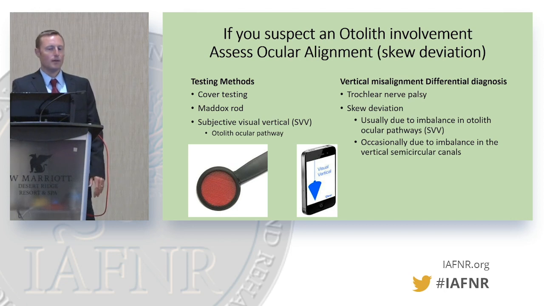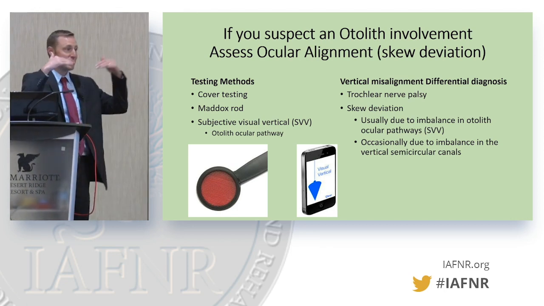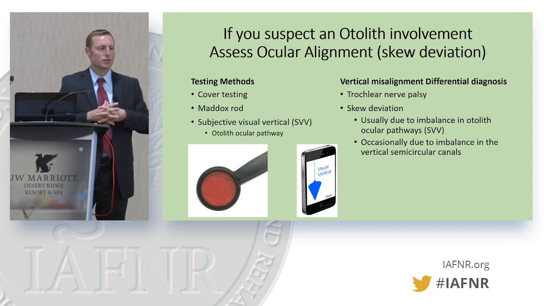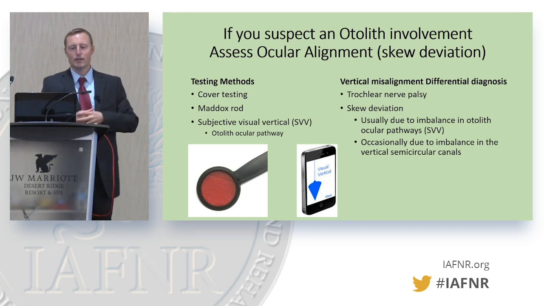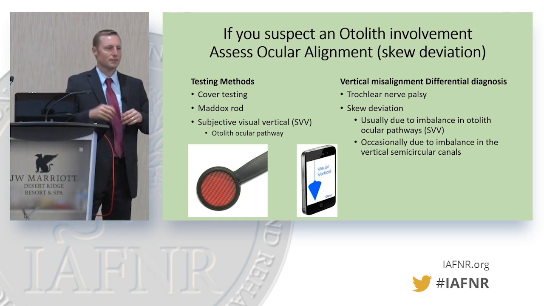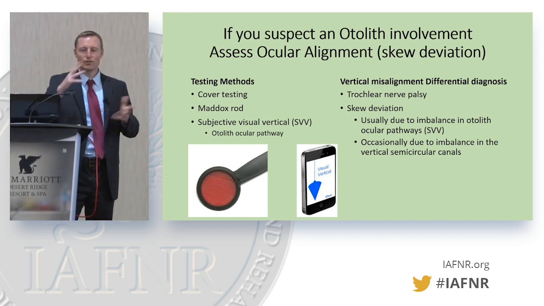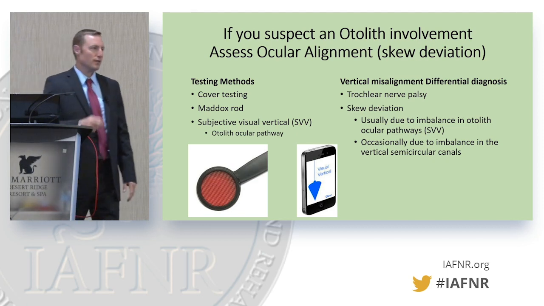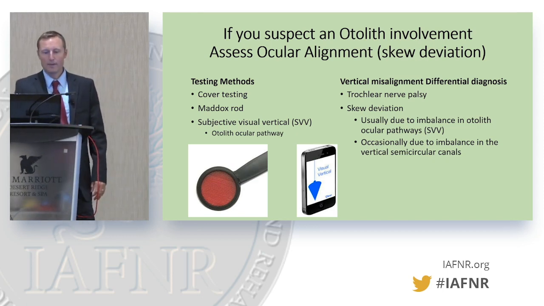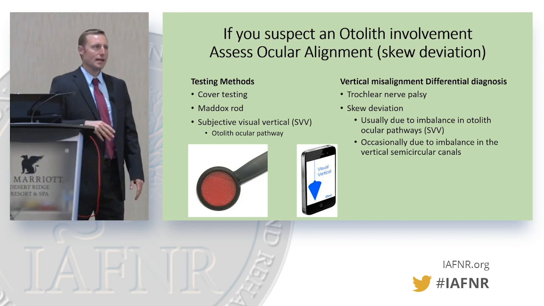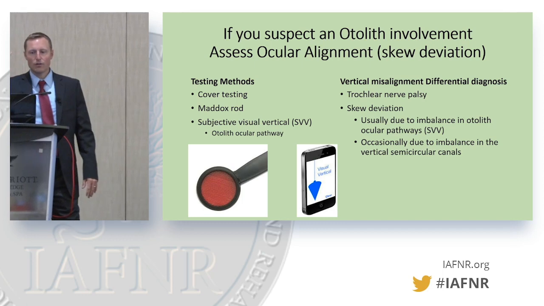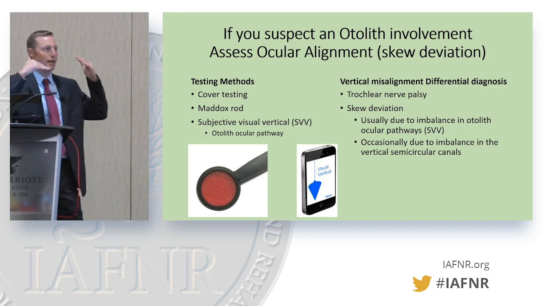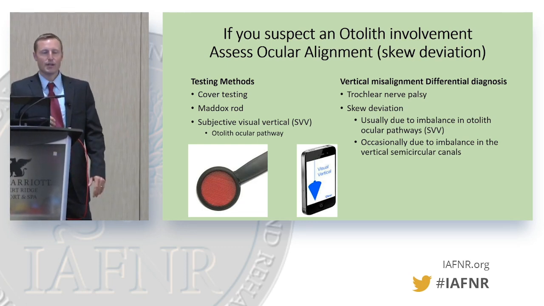So you want to test for skew deviation. You want to test basically the alignment, especially on the vertical of the eyes. And to do that, you can just look up Maddox rod or cover test. Maddox rod is a great way to quickly see at bedside if there's a vertical deviation of the eye. But there's other apps, the subjective vertical app, visual vertical app. And typically what you'll find is that if there's a hyperactive otolithic system and an underactive one on the other side, it will create a skew and it can alter the subjective vertical.